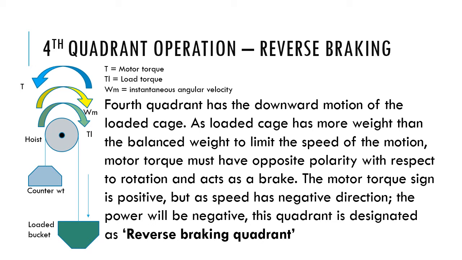Fourth quadrant operation, reverse braking quadrant. The fourth quadrant has the downward motion of the loaded cage. As the loaded cage has more weight than the balance weight, to limit the speed of the motion, the motor torque must have opposite polarity with respect to the rotation and act as a brake. The motor torque sign is positive, but as speed has negative direction, the power will be negative. This quadrant is designated as the reverse braking quadrant.